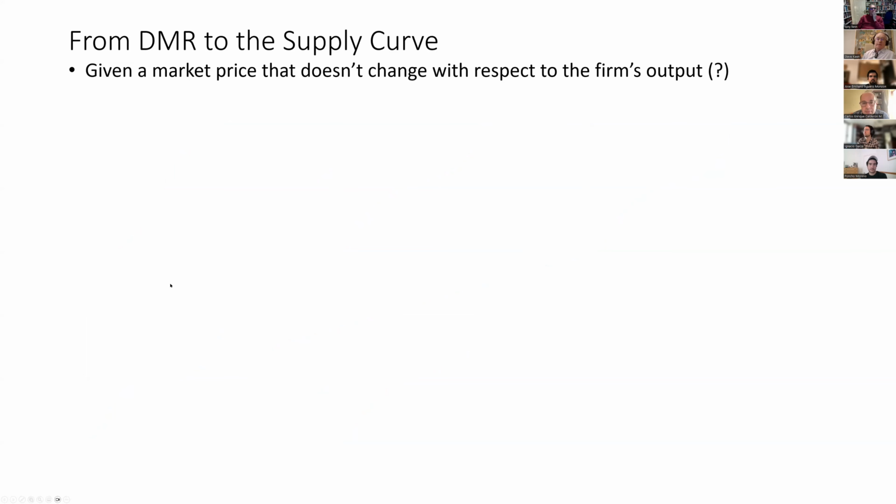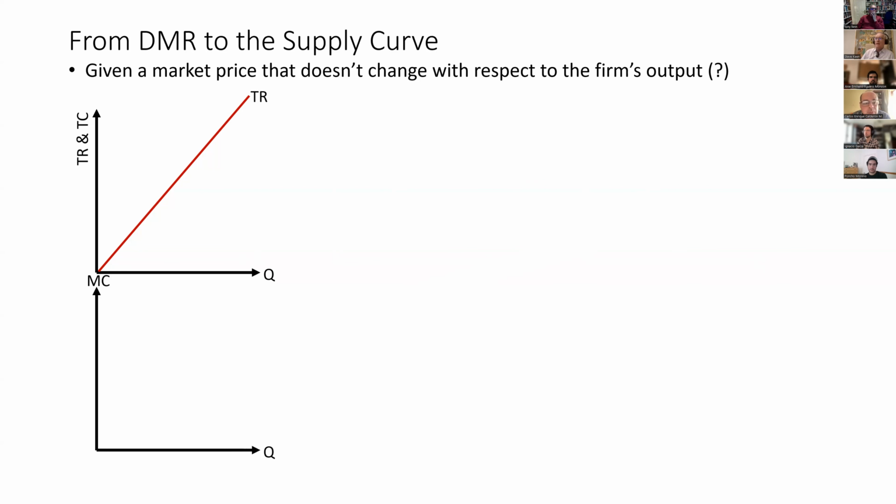Now, then you have a market price that you assume doesn't change given the output of the firm. So you now have total revenue and total cost. There's your total revenue, which is a straight line because you get the same price no matter how many units you sell. And then your marginal cost. That's total revenue, which is price times quantity. This is just price, independent of quantity on the bottom axis.